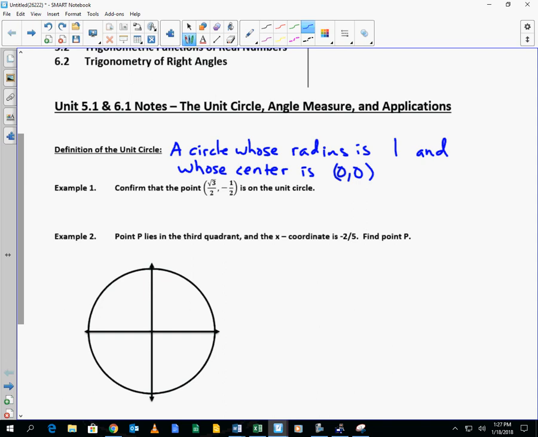Do you know the equation for a circle? I've shown it to you 8 times. What? Good, you're the first class to get that. Good job.